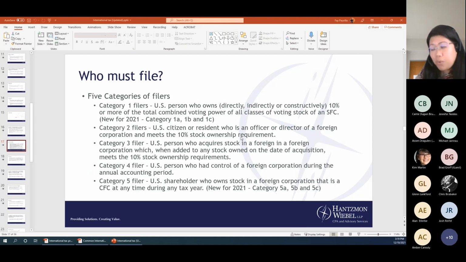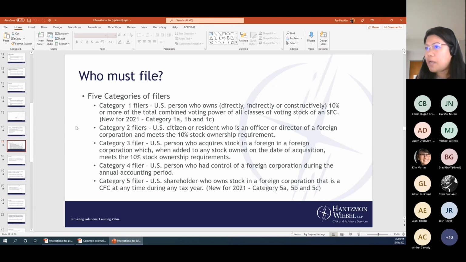And then you have your category 2. We also see a lot of this in our practice, where we have a U.S. person, a U.S. citizen or resident, who is an officer or a director of a foreign corporation that meets the 10% stock ownership requirement. And then you have category 3, a U.S. person who acquires stock in a foreign corporation which, when added to any stock owned on the date of acquisition, meets the 10% stock ownership requirements. You have category 4, a U.S. person who had control of a foreign corporation during the annual accounting period. And another change this year is for category 5, they broke this down further to 5A, 5B, and 5C.